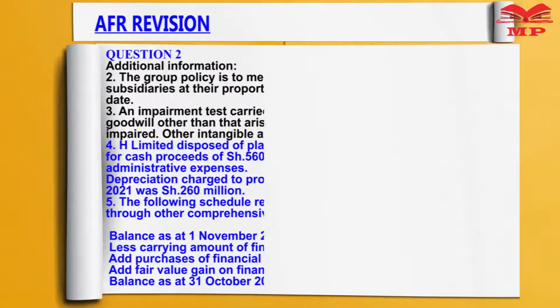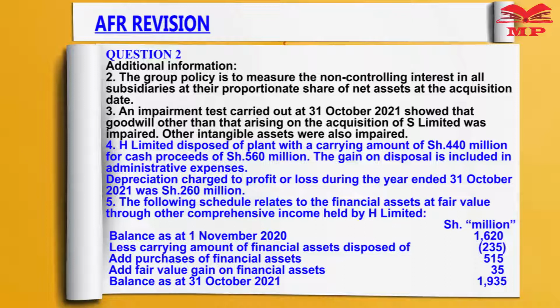And then in note 4, still we are given depreciation charged to profit or loss during the year, which was 260. Now this particular depreciation equally is a non-cash item. So therefore, we are going to adjust that in our profit.